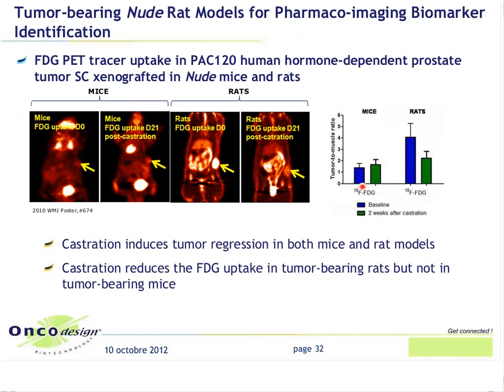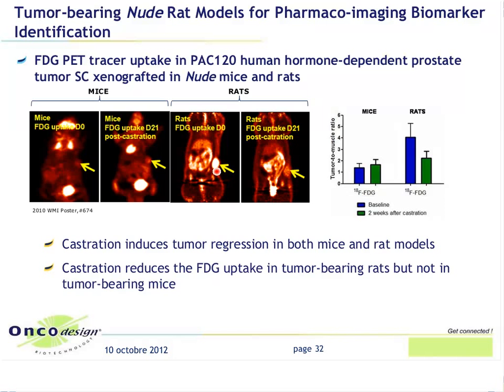As described, compared with mice, rats have a greater Ktrans value. And a higher Ktrans leads to a better drug tumor uptake. This better uptake can be appreciated with PET imaging in subcutaneous human primary PAC 120 prostate tumor models xenografted in mice and rats. Comparing pictures 1 and 3, a better tumor uptake is observed in rats.